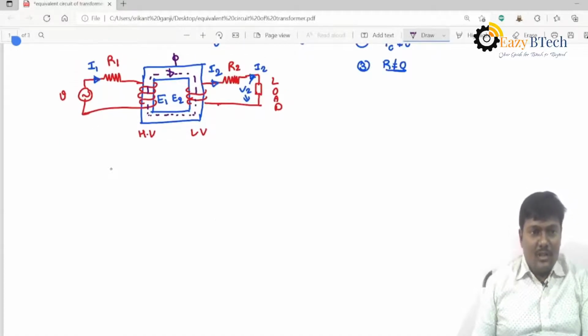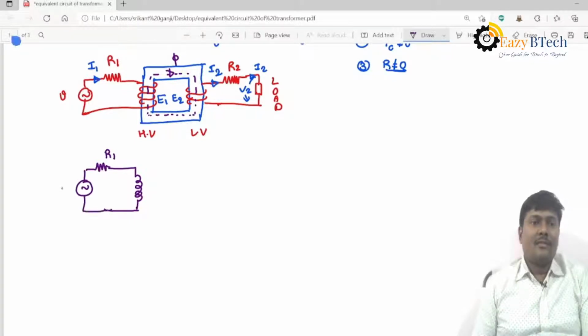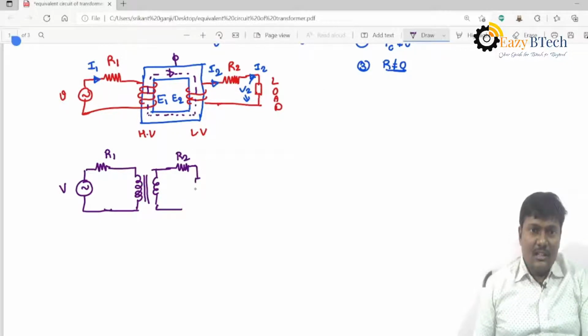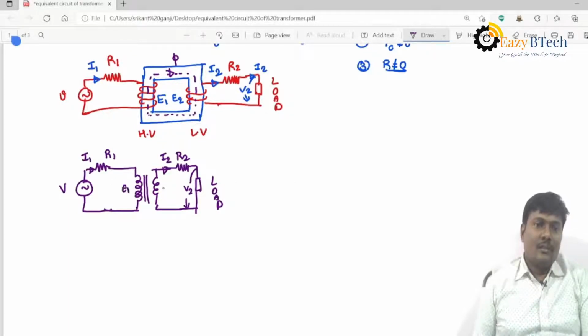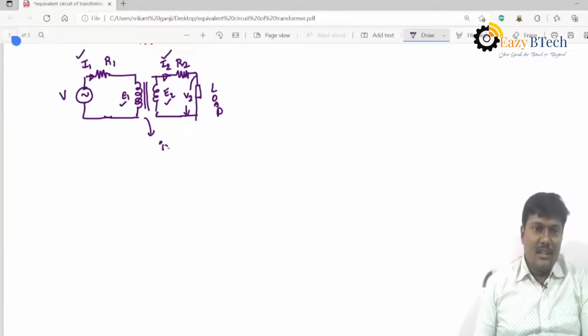So the transformer symbolic representation is like this. The primary winding resistance is R1, and these two lines represent that it is an iron core transformer. The current flowing through the primary is I1, the current flowing through the secondary is I2, the primary induced EMF is E1, the secondary induced EMF is E2, and V2 is the terminal voltage. And these two lines represent an iron core transformer.